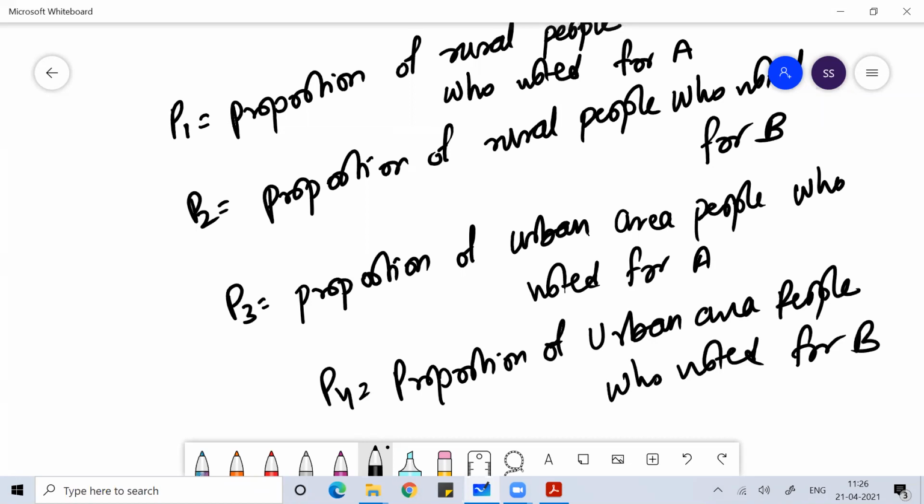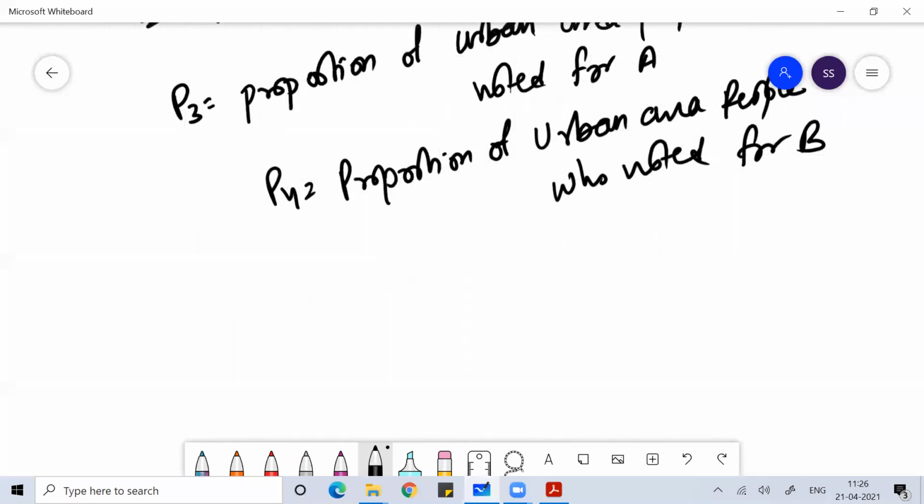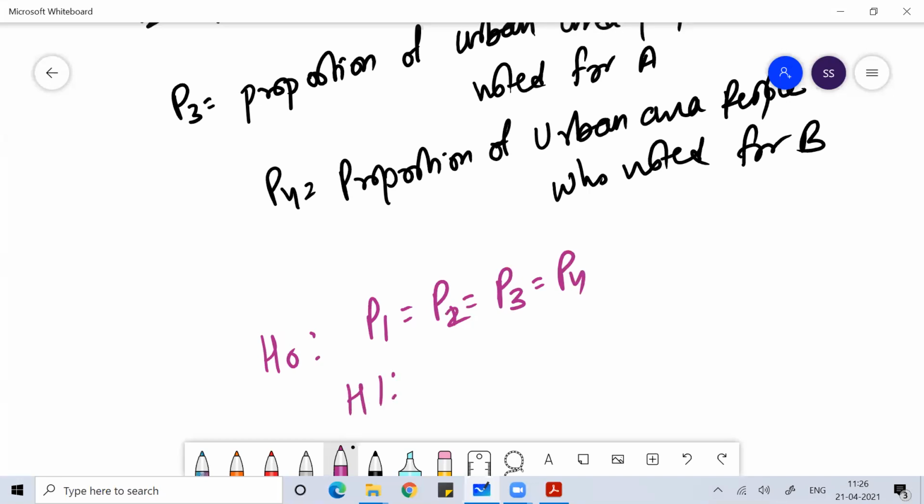So like this, you can write P1, P2, P3, P4. Then the other way to express the null hypothesis is H naught. In H naught, you write P1 equal to P2 equal to P3 equal to P4. In H1, the alternative hypothesis, you say at least two of them are not equal.